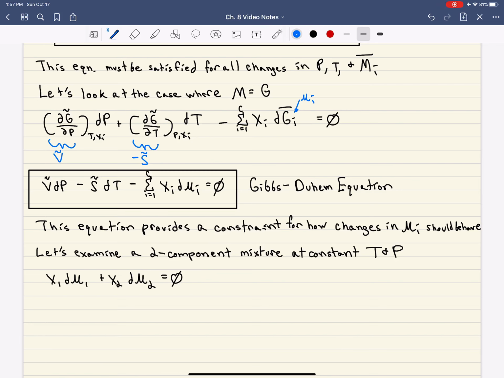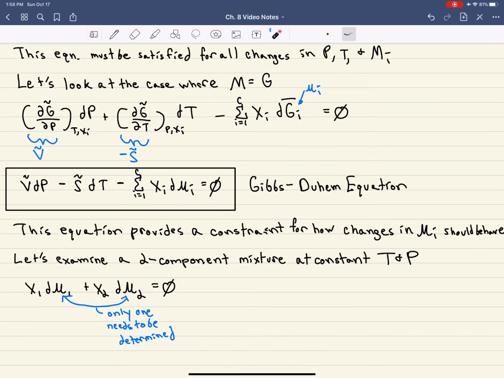So, mole fractions, those are just things that you would know. But when it comes to the chemical potential, basically what this equation is telling us is that only one of the chemical potentials needs to be determined. Okay? And if you determine one of those chemical potentials and look at the changes of that chemical potential, so let's say you determine d mu_1, then you could just rearrange the equation and determine d mu_2 very easily.